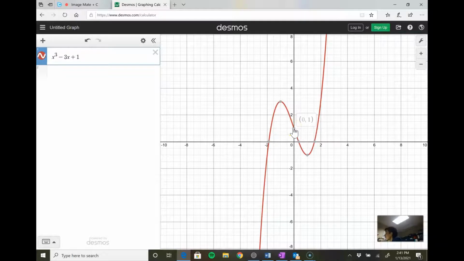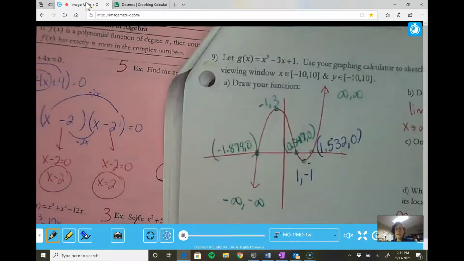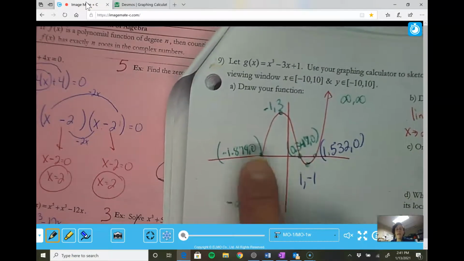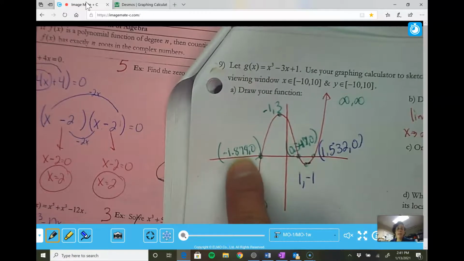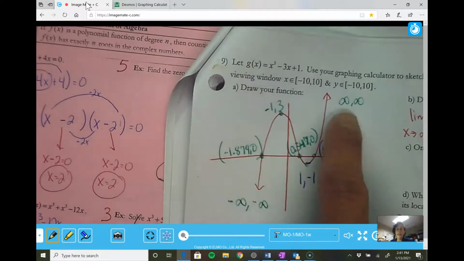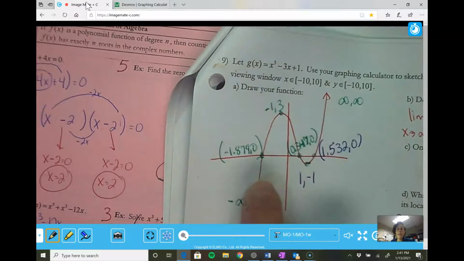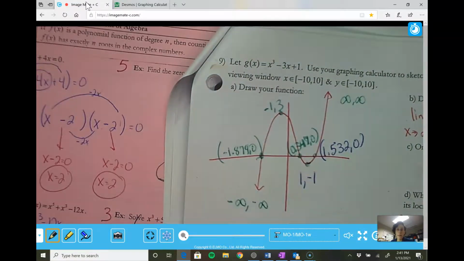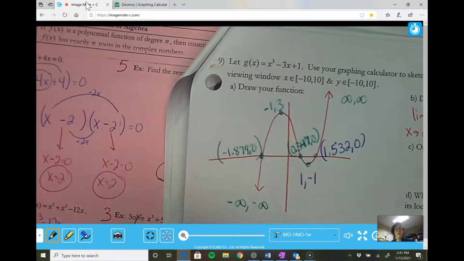So what we did first on page 9, hold on, let me switch over, is we just drew a picture and wrote whatever Desmos says. It will give you 3 decimals, and then we added the arrows. So this arrow is infinity, infinity, and this one's negative infinity, negative infinity. All right? So if you want to pause and get that written down, that's great.